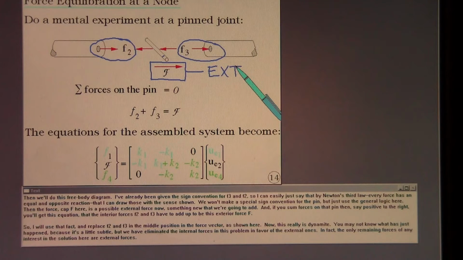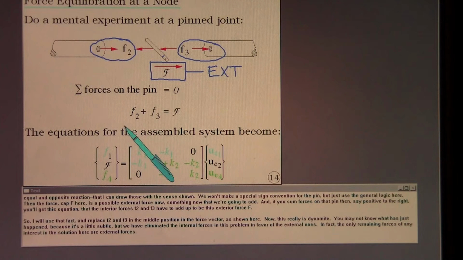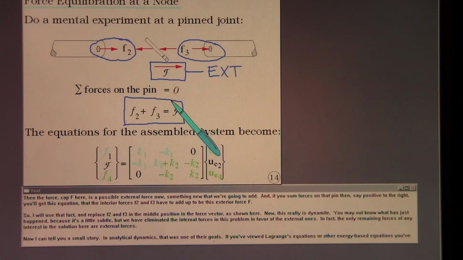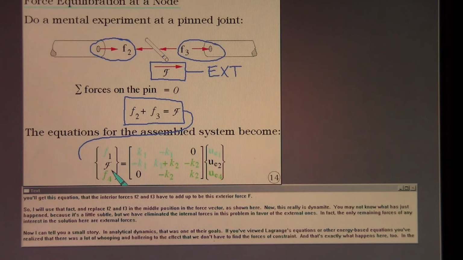And if you sum forces on that pin then, say positive to the right, you'll get this equation that the interior forces, the F2 and F3, have to add up to be this exterior force F. So I will use that fact and replace F2 and F3 in the middle position in the force vector as shown here. Now this really is dynamite.